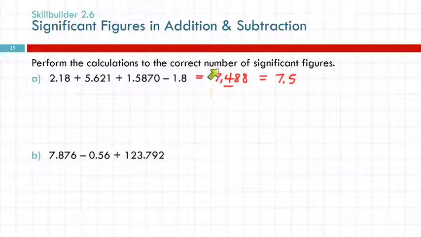It's a good practice to write the whole number down that your calculator gives you, and then write the rounded one. So let's do the one on the bottom there. 7.876 minus 0.56 plus 123.792. So the calculator is saying 131.108.